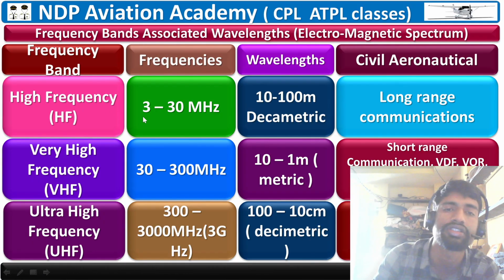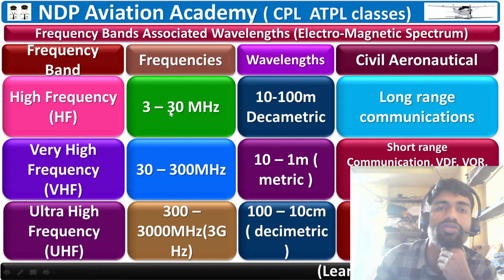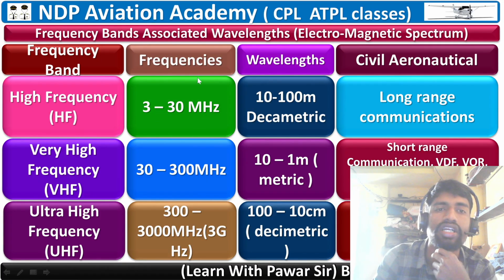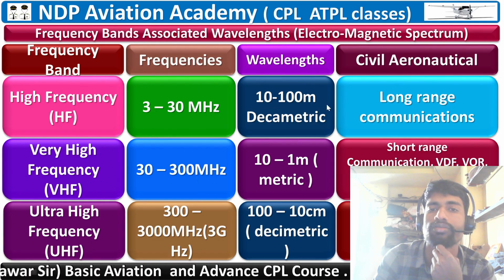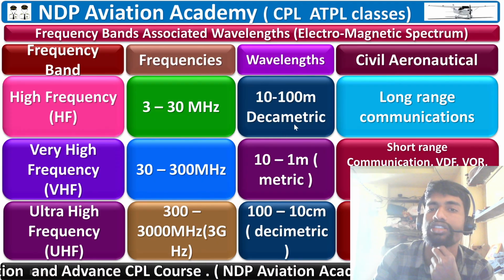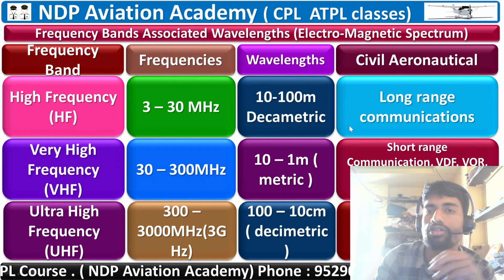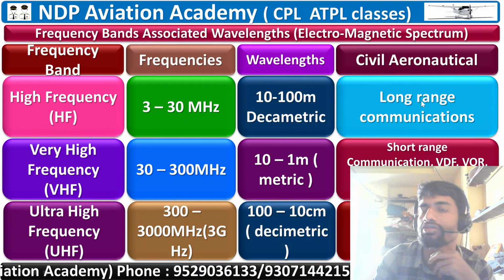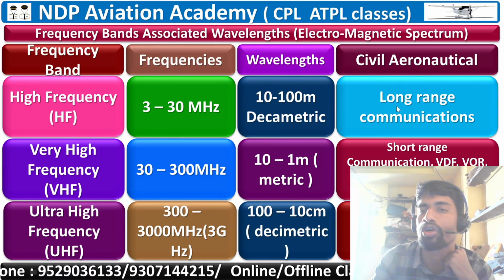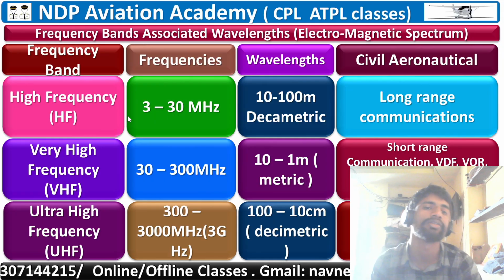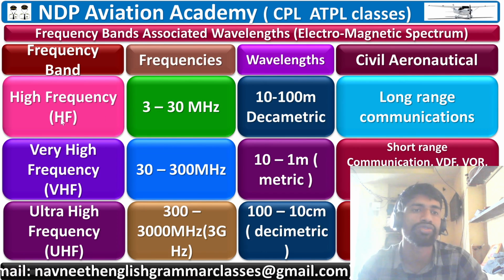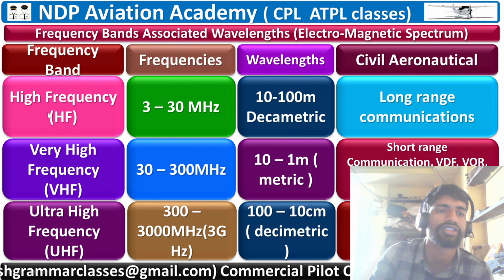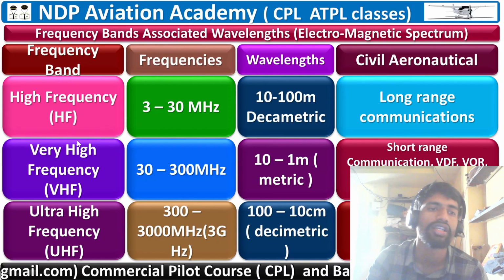High frequency, HF, starts from 3 to 30 megahertz, with 10 to 100 meters. This is the decametric wavelength. We use it in civil aeronautical long range communication. If you want to speak over long range, at that time we use this HF frequency.